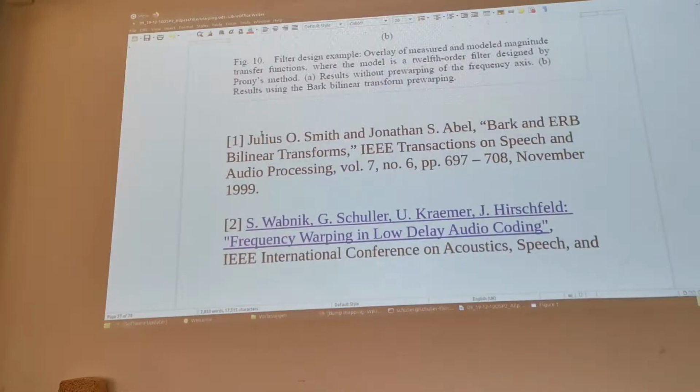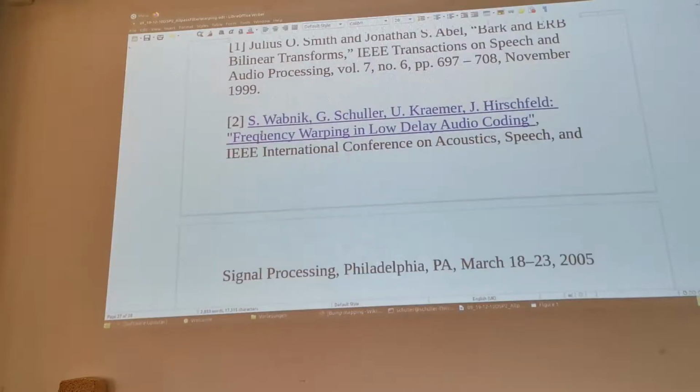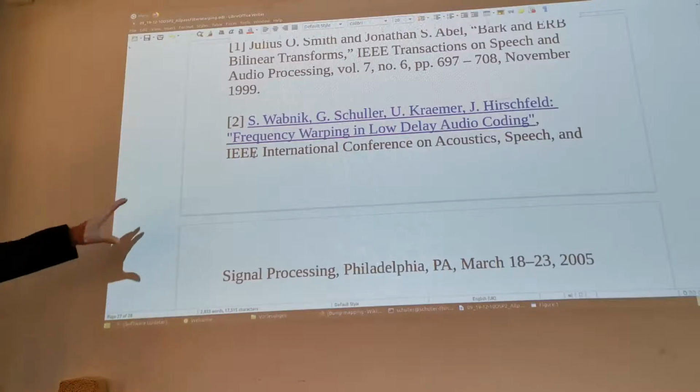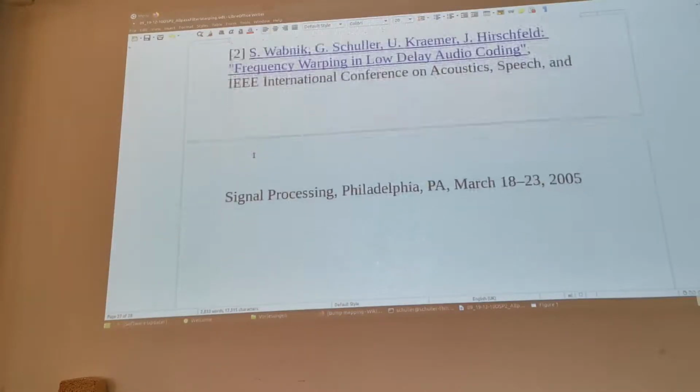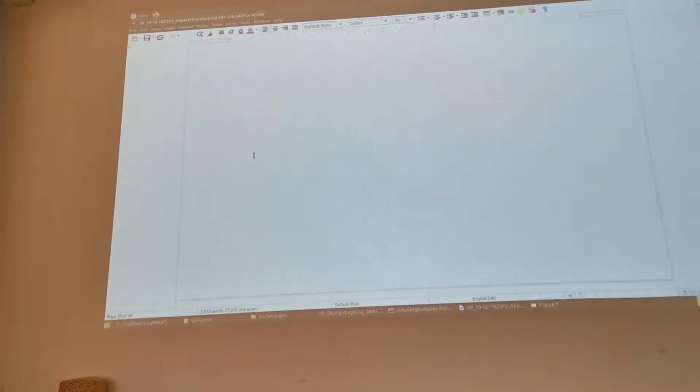Yeah, so this is from this transactions paper in 1999. And we did also some work here in Ilmenau about using frequency warping in low delay audio coding, which you can read about here in this conference paper. Okay, so we can continue with the next set of slides.